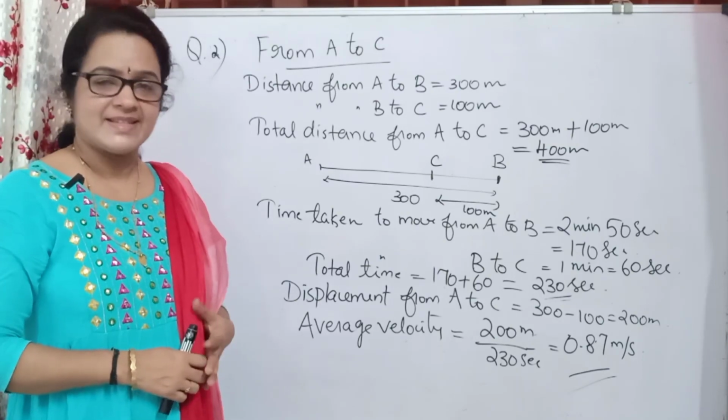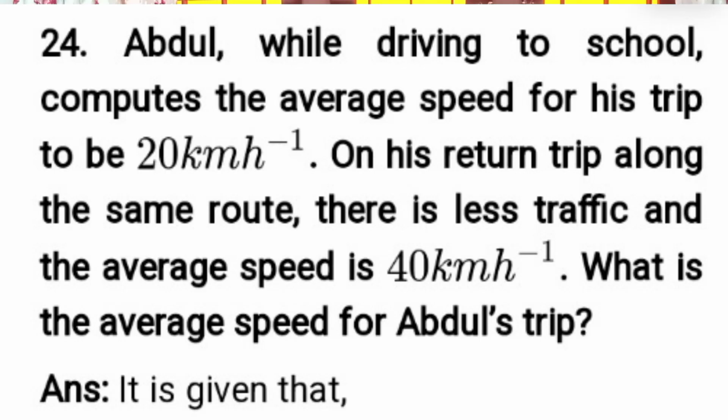Now we can move to the next question. The question is, Abdul, while driving to school, computes the average speed for his trip to be 20 km per hour. On his return trip along the same route, there is less traffic and the average speed is 40 km per hour. What is the average speed for Abdul's trip?